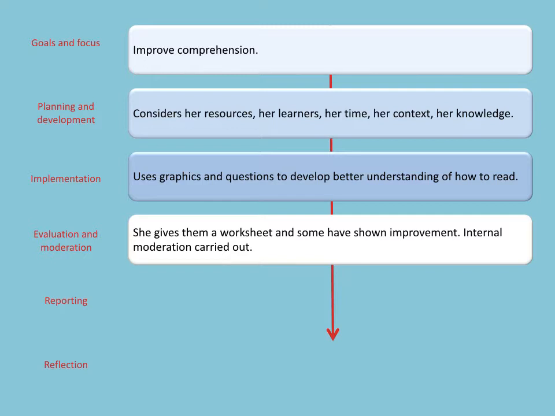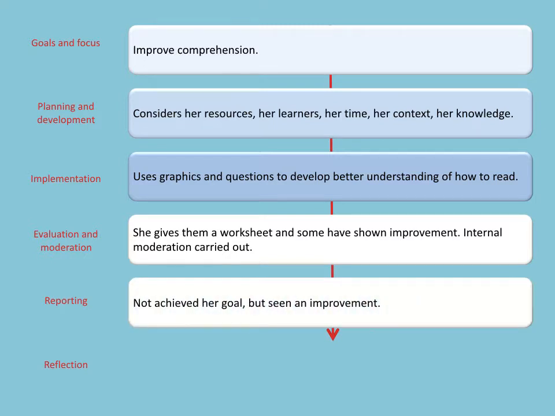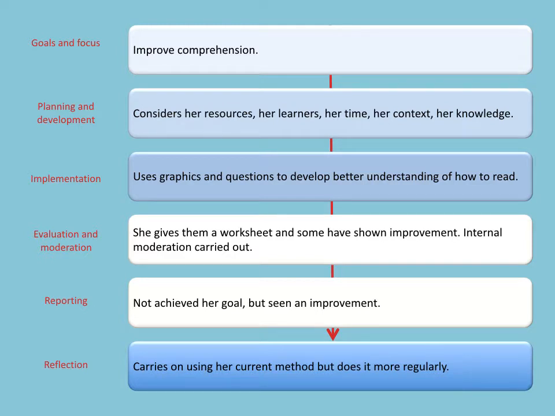She then says, right, well, I haven't totally achieved my goal, but I have seen some improvement. So now I need to reflect. So when she goes to reflection, she says she's going to carry on using her current method, but she's going to do it more regularly because she realizes she hasn't done it in every single lesson. She's done it in some lessons or in some methodologies, but she's going to do it more regularly, and hopefully that will feed back to her goal and focus.